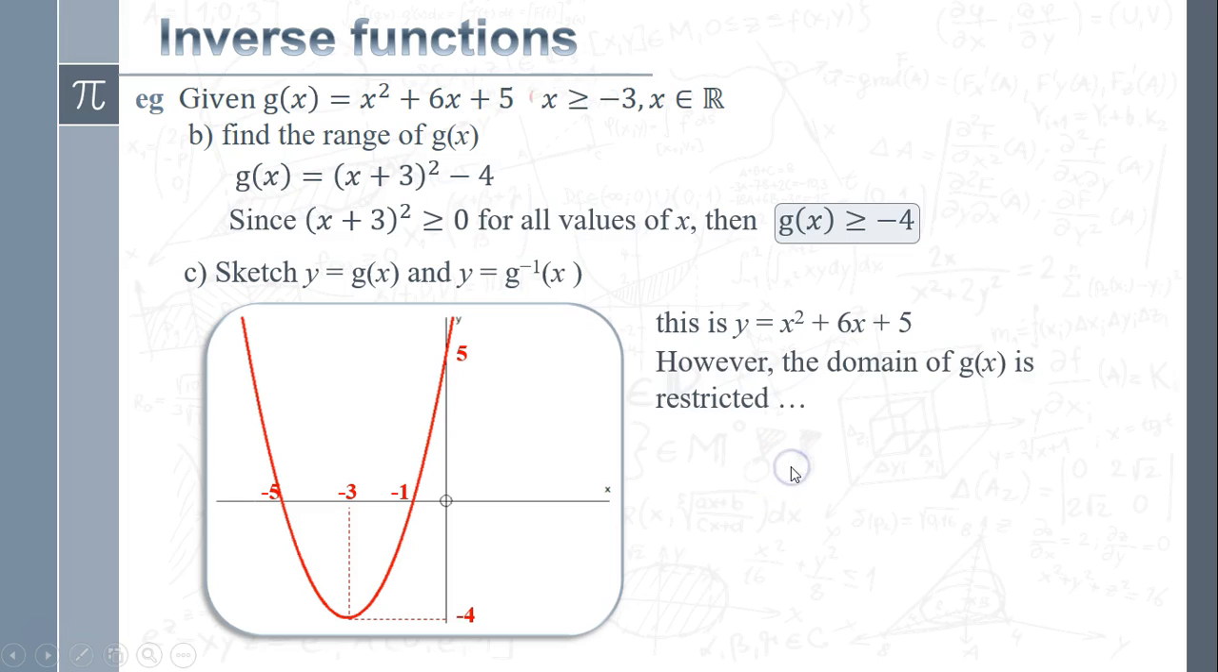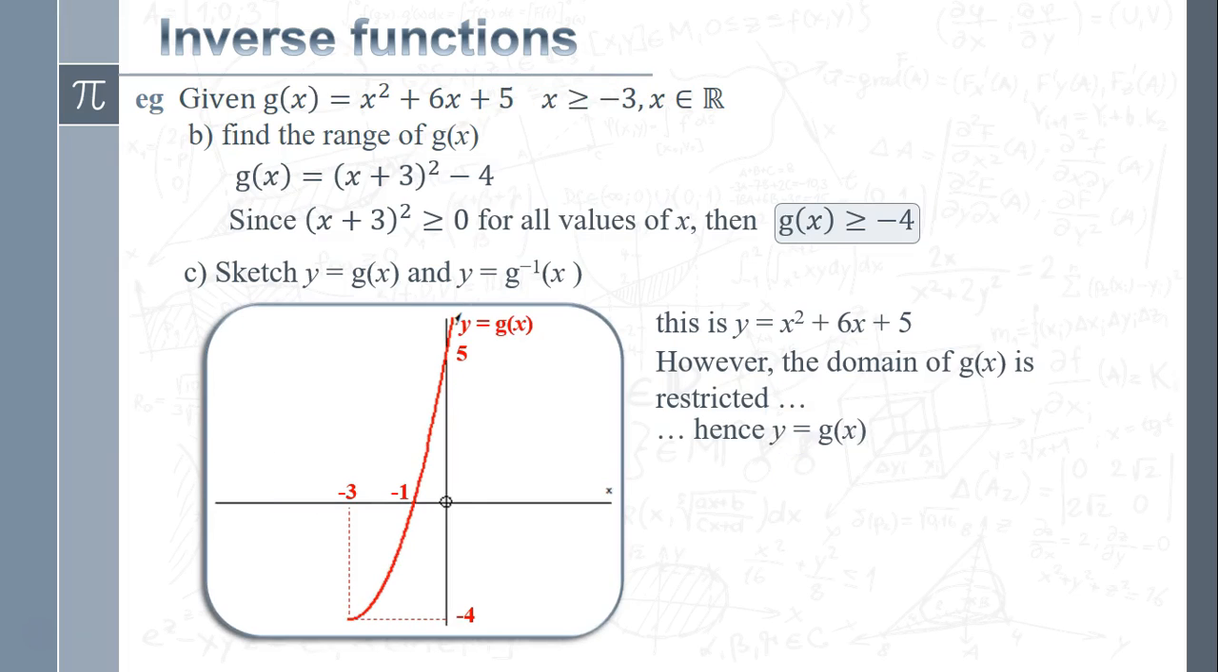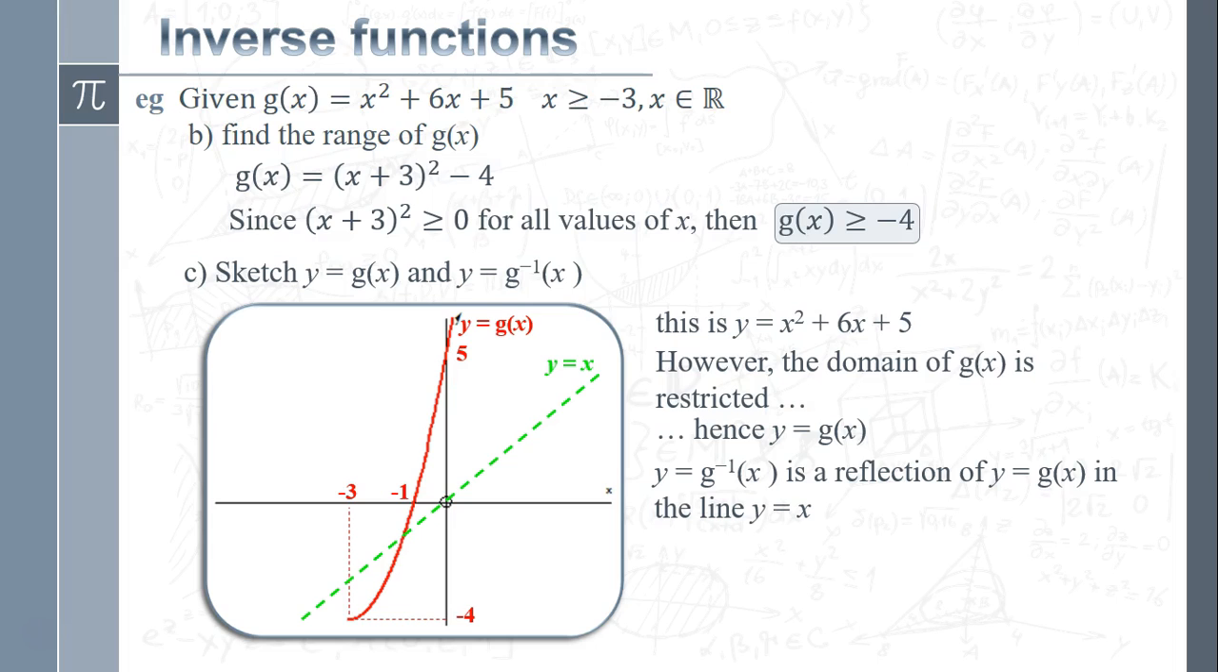But because we've got this restricted domain, if we're going to sketch the correct version of the function, we're going to have to basically take out half that curve. Hopefully now that's giving you an idea as to why we've got that restricted domain in place, which we're going to answer in a second. The question asks us to sketch g of x and g to the minus 1 of x.